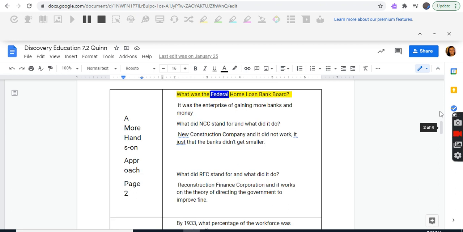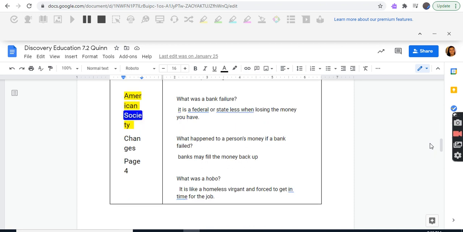What was the Federal Home Loan Bank Board? It was the enterprise of gaining more banks and money. What did NCC stand for and what did it do? New construction company and it did not work. It just that the banks didn't get smaller. What did RFC stand for and what did it do? Reconstruction Finance Corporation and it works on the theory of directing the government to improve fine. Page 4.